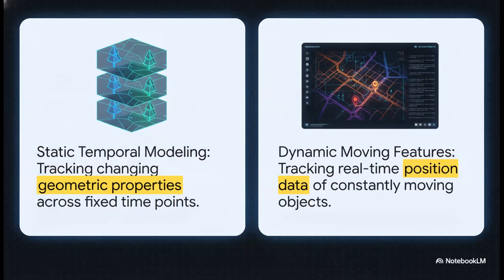And spatial rules also mean we have to account for time. Our digital twin can handle time in two ways. First, there's static temporal modeling, where we take snapshots of changing properties across multiple fixed time points, like, say, mapping deforestation over a decade. But then we also have dynamic moving features. This is the real-time tracking of position data for moving objects, like live pedestrian movements or delivery trucks, which relies on constantly updating movement profiles.